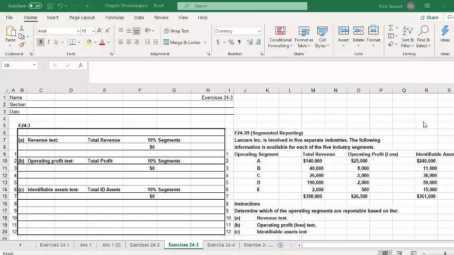The instructions state to determine which of the operating segments are reportable based on A, the revenue test, B, the operating profit or loss test, and C, identifiable assets test.